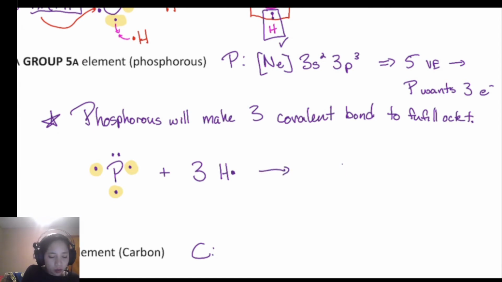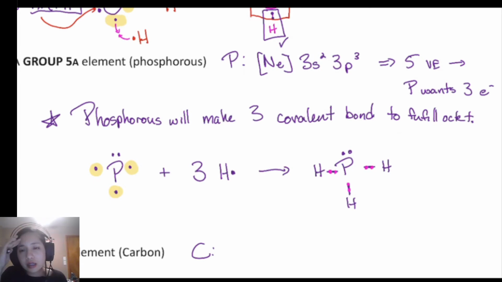So I'm just going to skip some work. You'll see a molecule structure like this. Something like that, where there are 2 electrons understood in each of those bonds, right? In each of these bonds, one of the electrons comes from phosphorus, and the other one comes from hydrogen. All right, and so this is PH3.